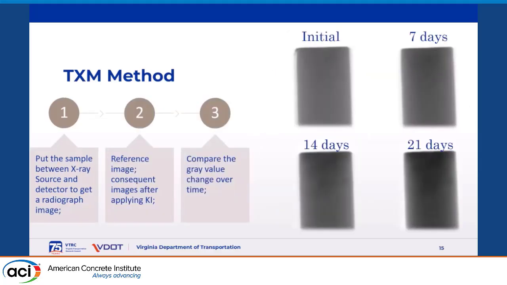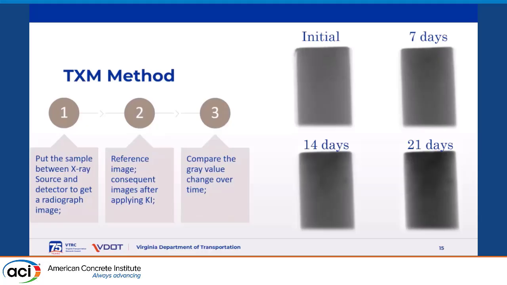So by doing this, we took one initial image from the core that we got. And then we applied a type of tracer solution. The tracer solution that we used was KI, potassium iodide. And then we took images from the same concrete, from the same direction over time. And as you can see, by having the tracer solution on top and penetrating into the sample, the 7-day image you can see is a little bit darker than the initial image.